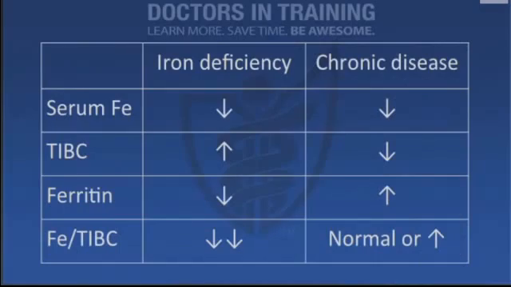Anemia of chronic disease is generally considered to be a normocytic anemia, but it can be microcytic, so you need to be aware of how to differentiate anemia of chronic disease from iron deficiency anemia, which is by far the more common type of microcytic anemia. So serum iron is going to be low in both of these. Transferrin, or TIBC, which indirectly measures transferrin, is going to be elevated in iron deficiency, and it's going to be low in anemia of chronic disease.